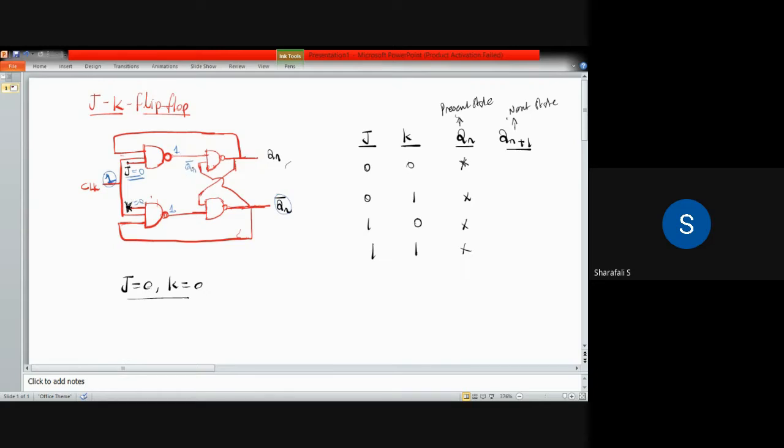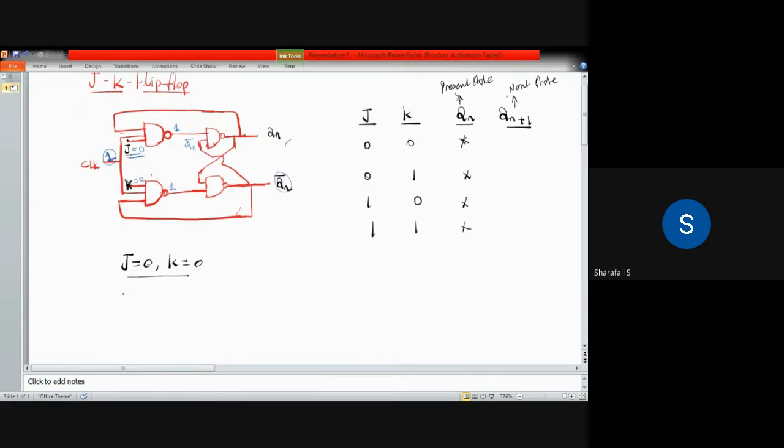Okay. So 1 into Qn bar, the complement of that will come as output here. So Qn will be... what will be Qn? Or I can say Qn plus 1, because Qn is the current state. So I have to calculate what is Qn plus 1. That is the next state. Okay. So Qn plus 1 will be equal to Qn bar dot 1 whole bar.